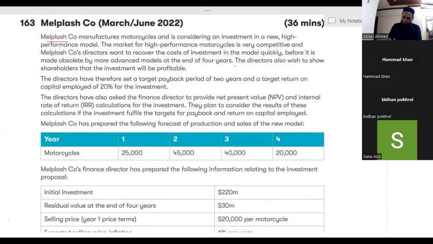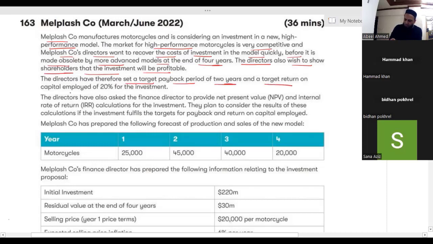Melplash company manufactures motorcycles and is considering an investment in a new high performance model. The market for high performance motorcycles is very competitive, and Melplash company's directors want to recover the cost of investment in the model quickly before it is made obsolete by more advanced models at the end of 4 years. The directors also wish to show shareholders that the investment will be profitable. The directors have therefore set a target payback period of 2 years and a target return on capital employed of 20%.